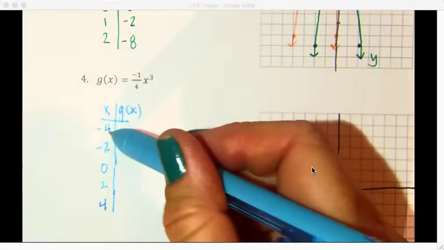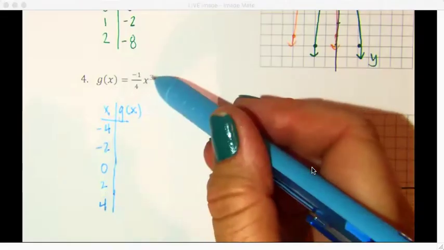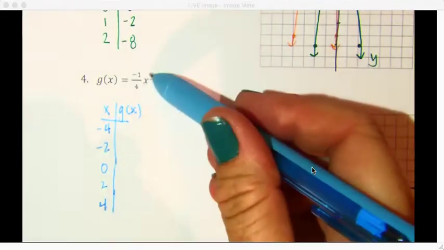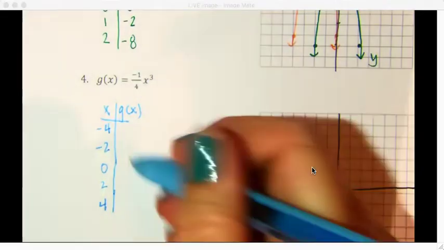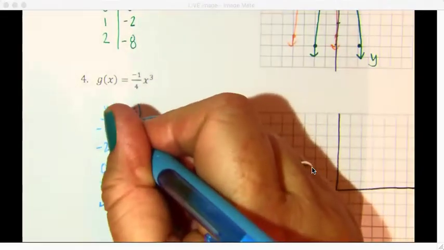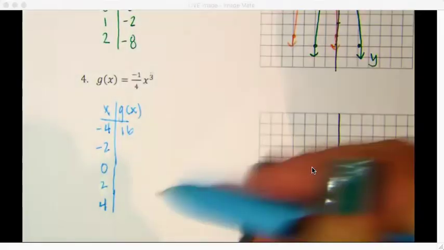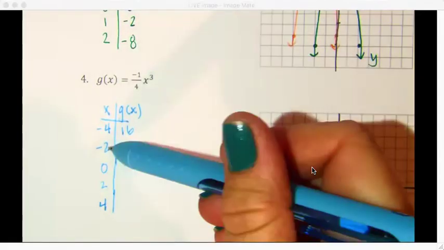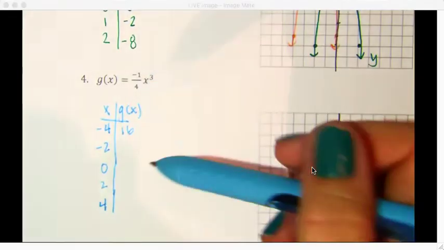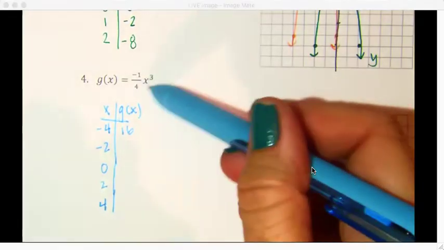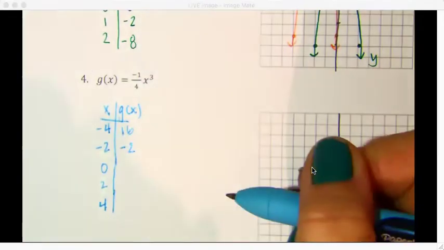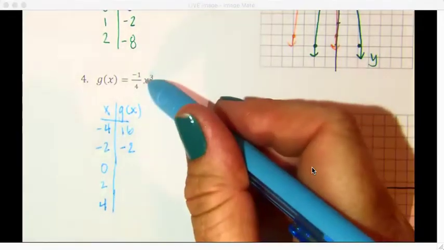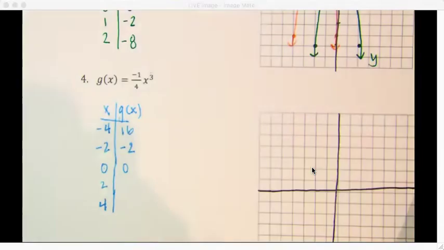So if I plug in -4, -4 cubed is -64. -64 times -1/4 is +16. If I plug in -2, -2 cubed is -8. -8 times -1/4 is +2. 0 cubed is 0, times -1/4 is still 0.